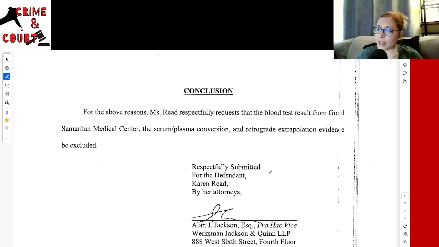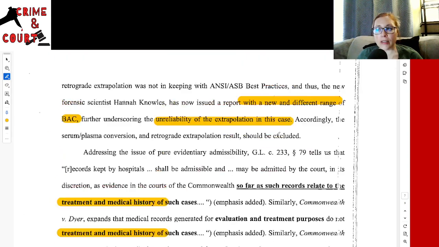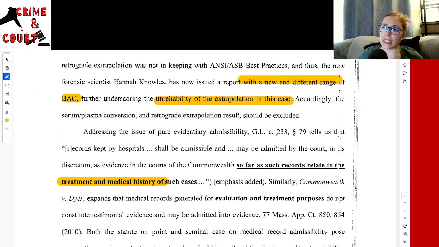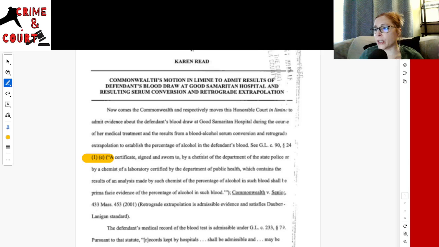Conclusion: for the above reasons, Ms. Reed respectfully requests that the blood test result from Good Samaritan Medical Center, the serum plasma conversion, and retrograde extrapolation evidence be excluded. So there you have it with the blood, the motions in limine for the blood extrapolation. Obviously, the Commonwealth wants to bring it in, but they didn't have a whole lot of case law or things to cite why. And here, this happens a lot, Hank's motion is one page. It's a one pager. Sorry, it's a two pager.